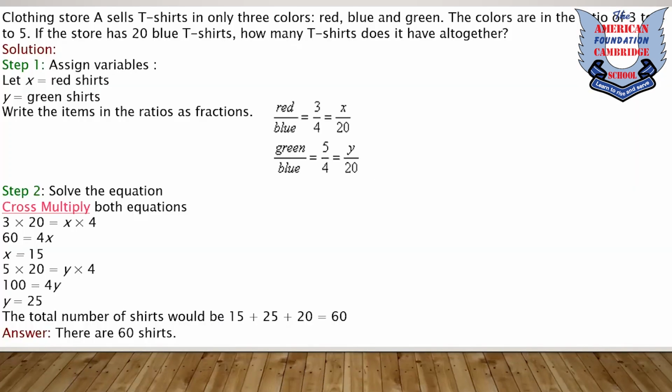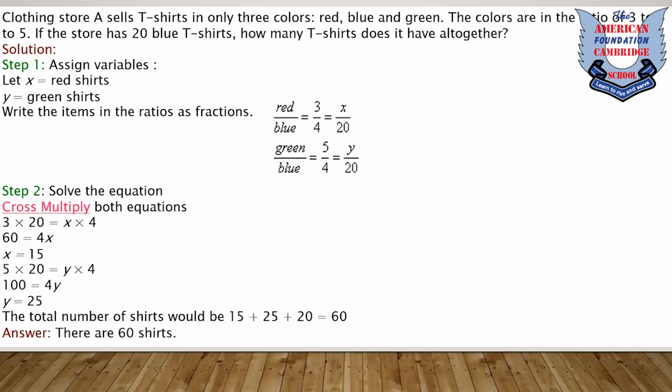Okay. Clothing store A sells t-shirts in only 3 colors: red, blue, and green. So here we have three quantities of ratio that are being compared. The colors are in the ratio of 3 to 4 to 5. If the store has 20 blue t-shirts, how many t-shirts does it have altogether?